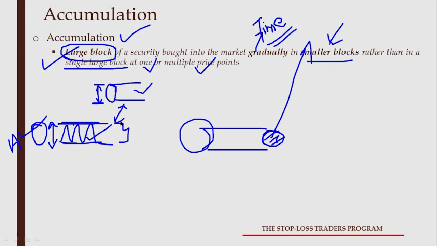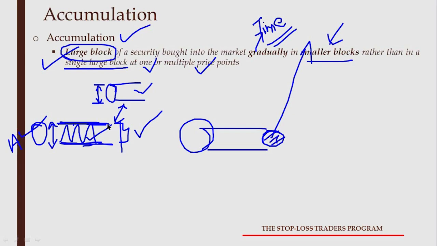So let's run through it. Why would somebody want to buy a large block of a security, but in a gradual fashion and in smaller blocks? Any guesses, friends? Security here can be shares, that we all know. Why would somebody do that? Any guesses?